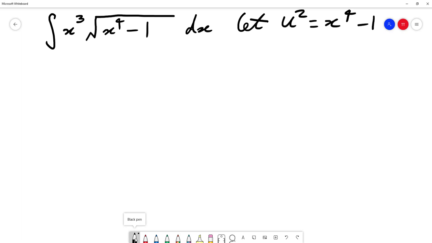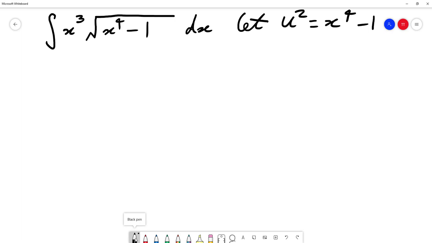Now, if we had another function, say the cube root of something, you would do u cubed. If it was the fourth root of something, you would do u to the power 4. Now in our question, it's a square root. So we do u squared is x to the power 4 minus 1.